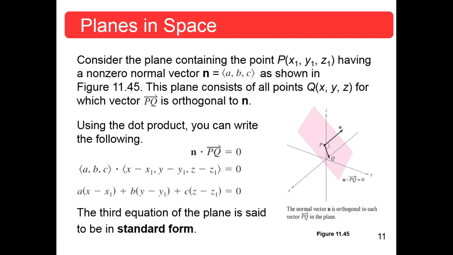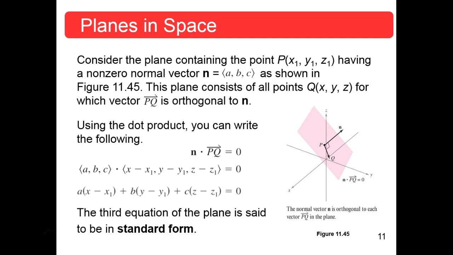So this gives us another set of equations. The dot products, remember how you do those? First component times first component plus second component times second component plus third component times third component is equal to 0. You get a scalar equation here when you dot two vectors. So this would be a times x minus x1 plus b times y minus y1 plus c times z minus z1 is equal to 0. This equation of the plane is said to be in standard form.